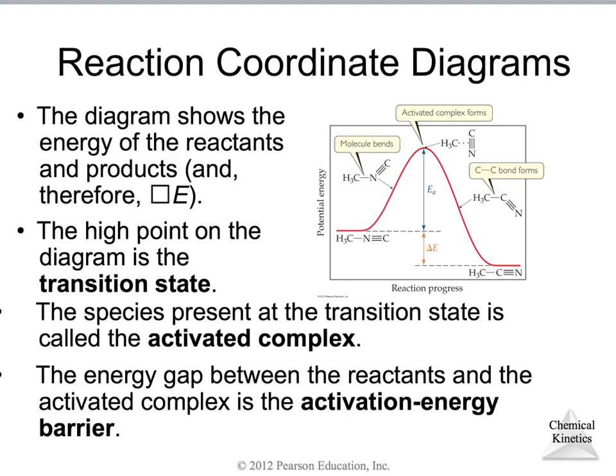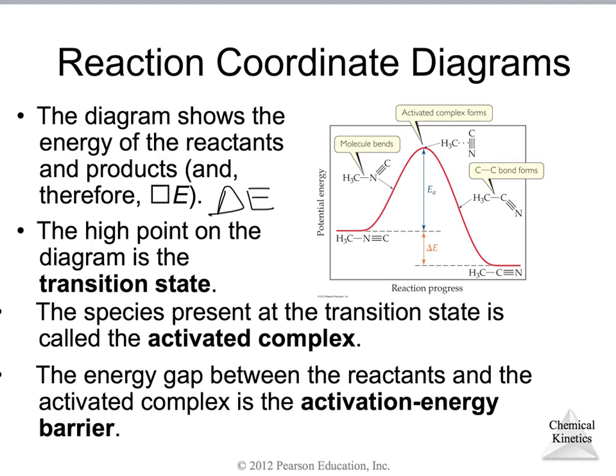Okay, so we're going to look quite a bit at these reaction coordinate diagrams. This is just introducing them. But the diagram is showing us the energy of the reactants and the energy of the products. And to do that, we're going to look at something called delta E, or change in energy.